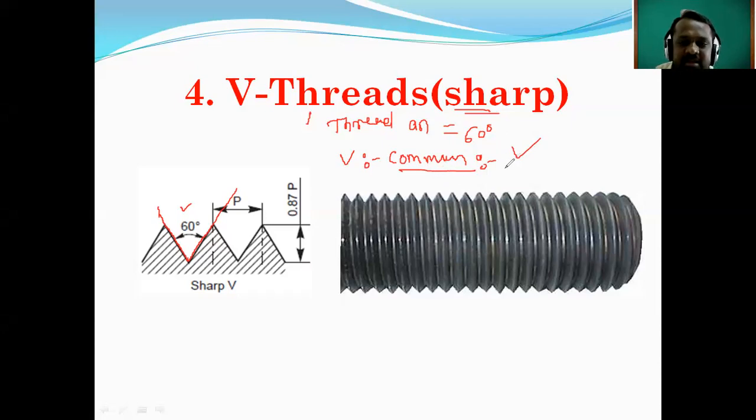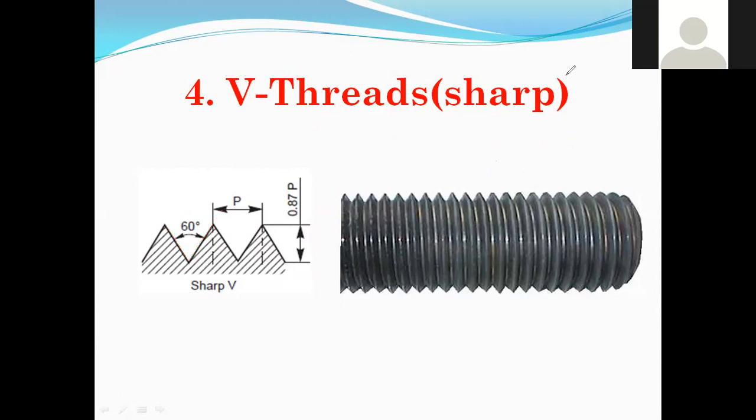On all the nut and bolts, whatever threads are there, those threads are nothing but your V thread. And these are very sharp threads. Understood? The included angle is 60 degree, and the application is commonly used nut and bolts. So this is the V thread.